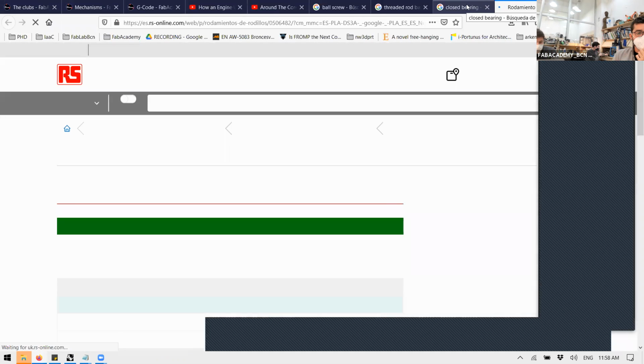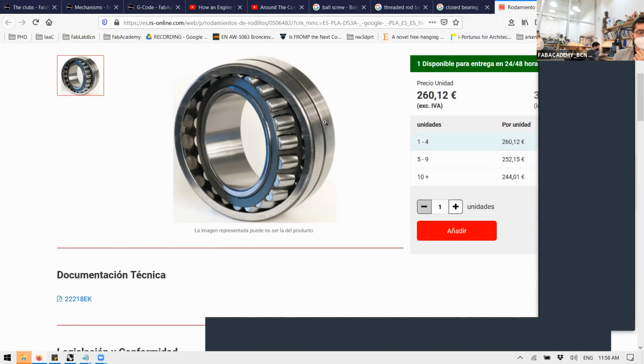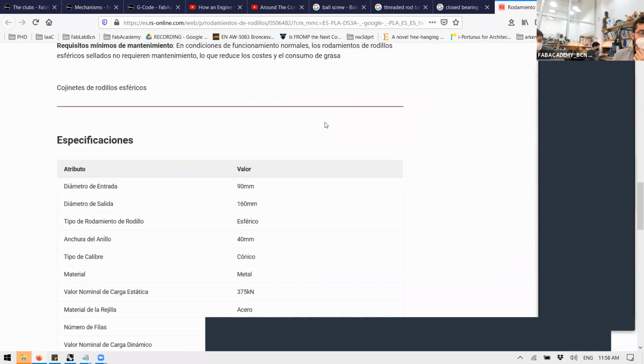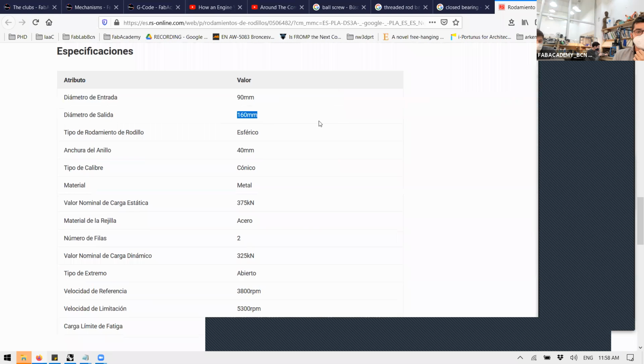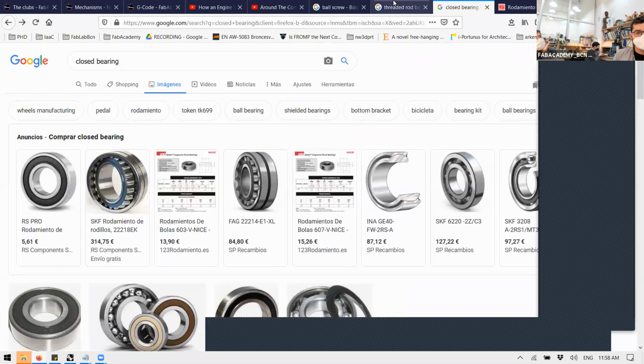Actually, they look like this. Yeah, crazy, 160 euros per unit. Yeah, well, this one is huge. But yeah, good bearings can be really expensive.